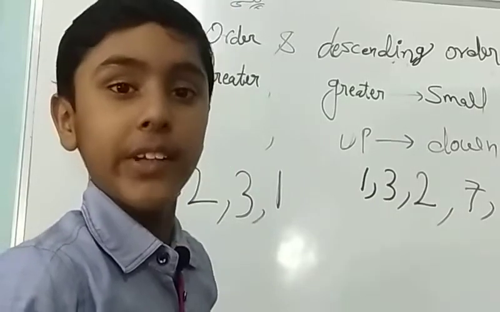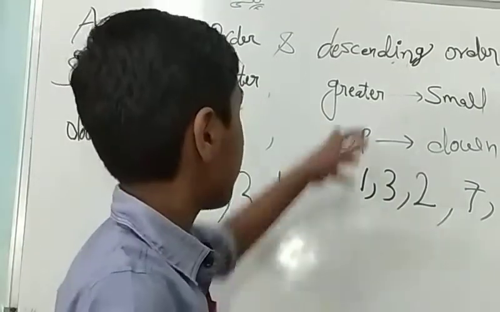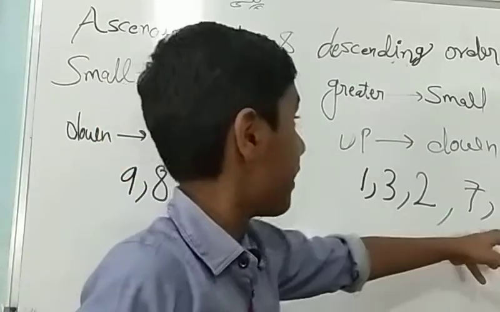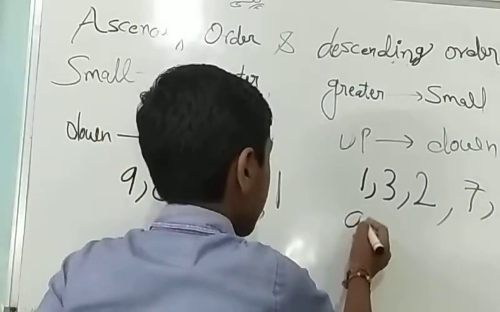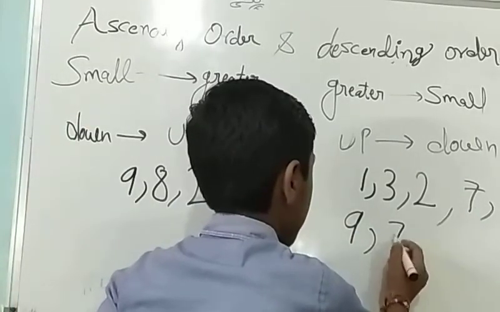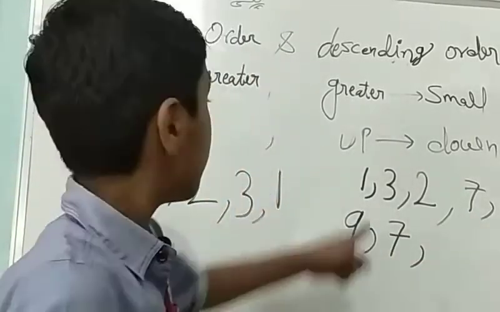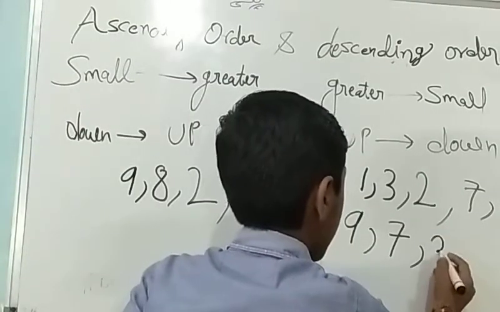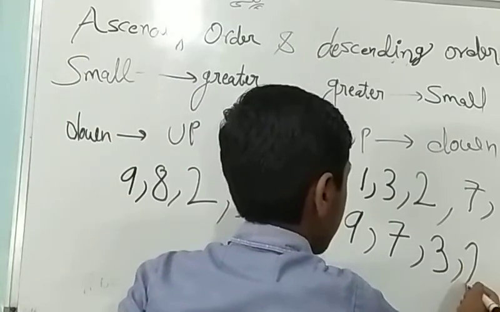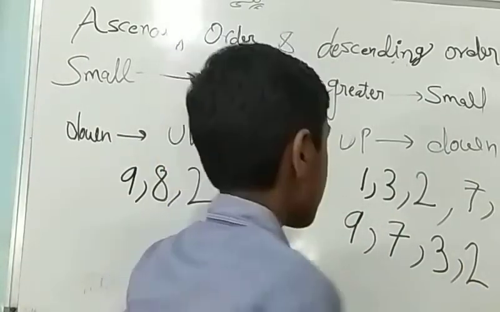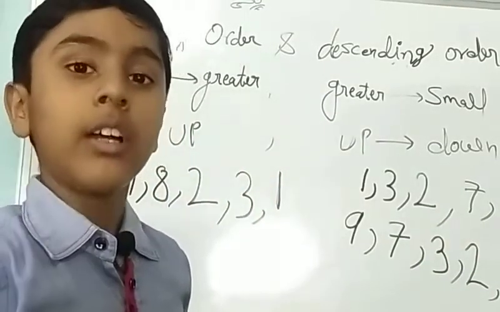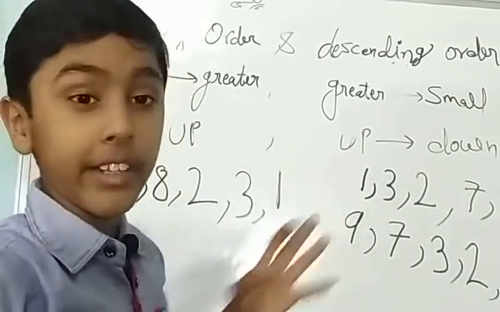So now the answer is first greatest to smallest. So which is the biggest number? 9. So we will take 9. Then 7. So we will take 7. Then 3. So we will take 3. Then 2. So we will take 2. Then only 1. So there is only 1. So you know all the orders, ascending order and descending order.